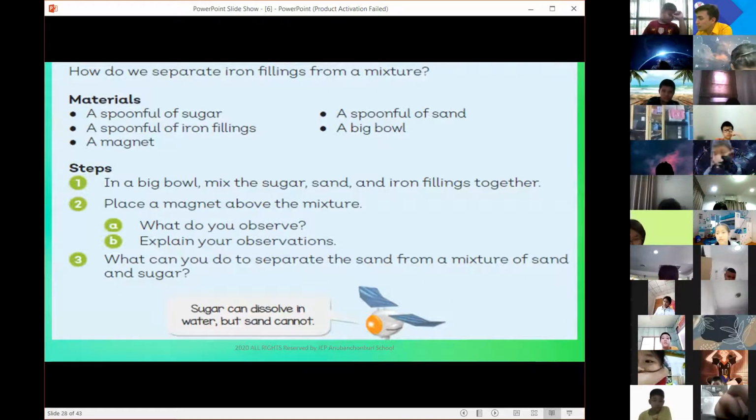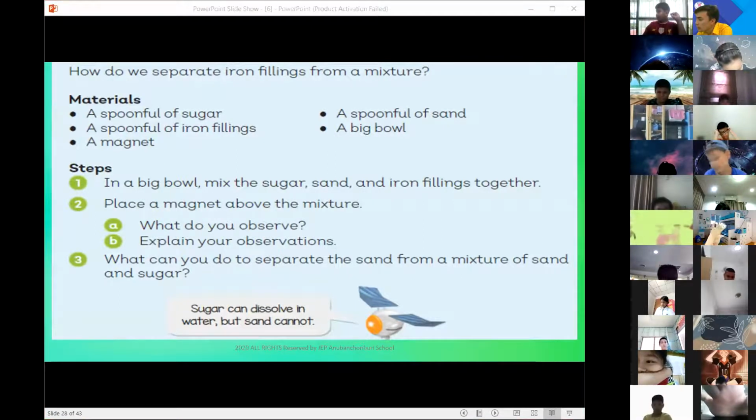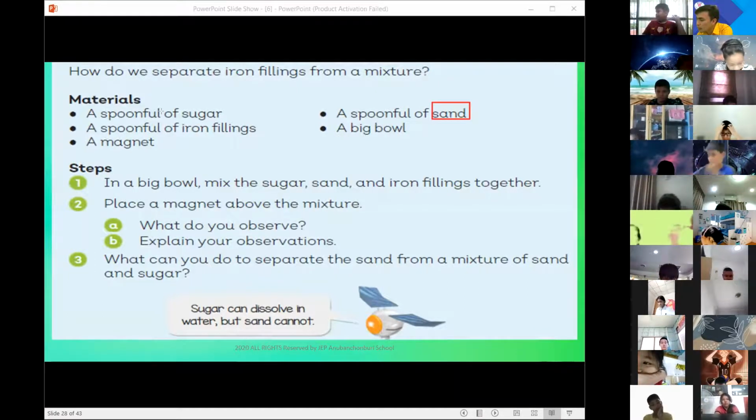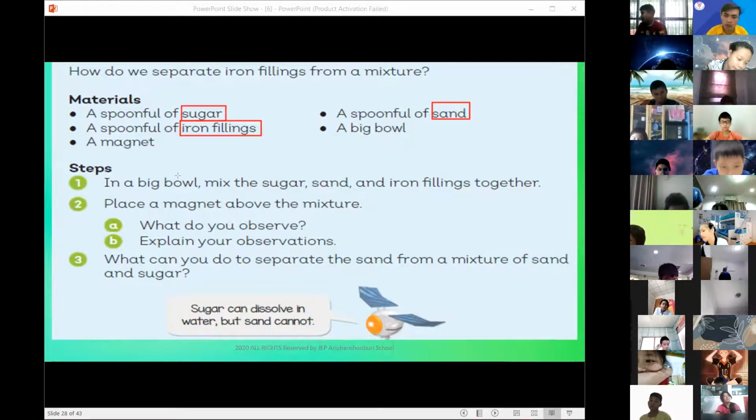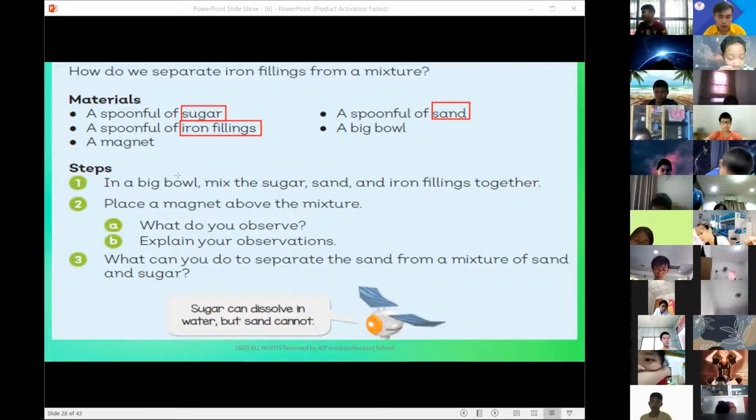Another thing here, there is a mixture again. Where is the mixture? So we have sand. We have a magnet. We have iron fillings. Do you know what iron fillings are? Yes or no? Do you know what iron fillings are? Do you think all of you know what iron filling is? What do you think?